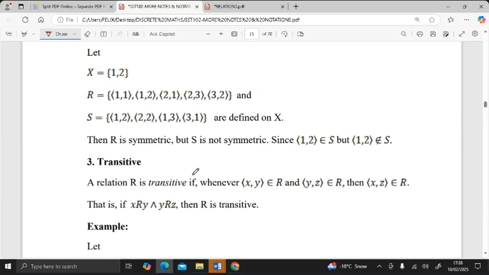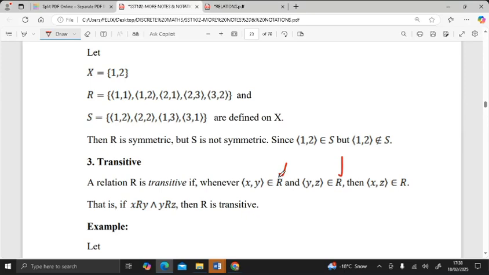Okay. So we have symmetric, and then we go to transitivity. In the case of transitive, if X is related to Y and Y is related to Z, then X is related to Z. And you must be very careful not to confuse this with what we call composition, because there is something similar. X is related to Y and Y is related to Z, but we're talking about one and the same relation here.